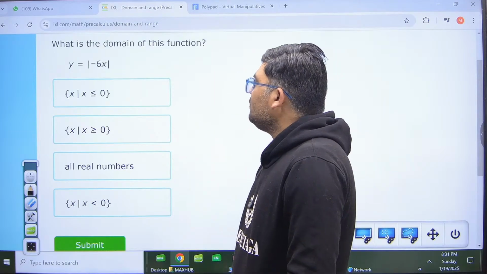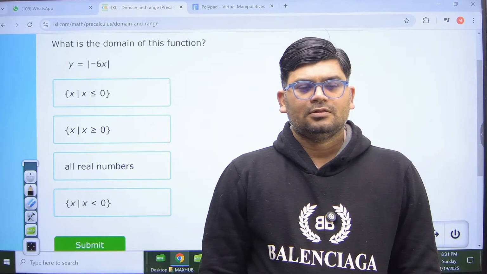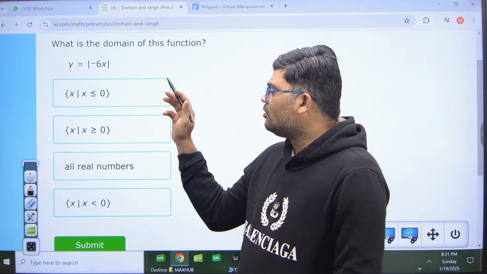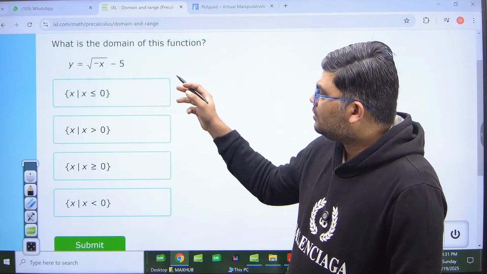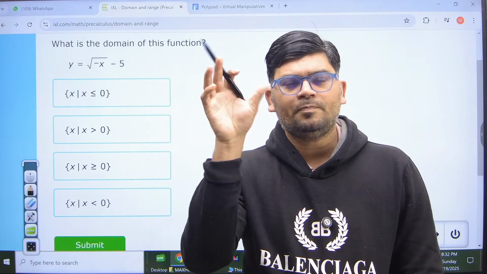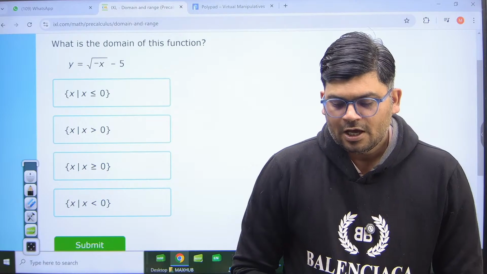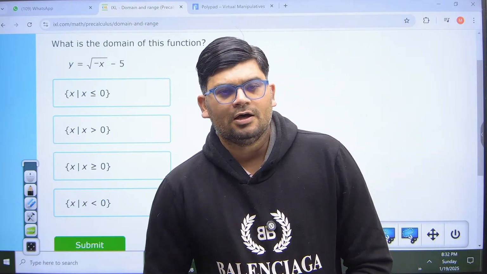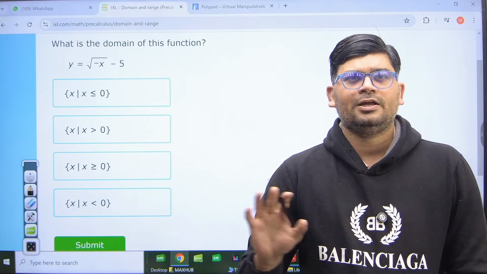Very good. Now tell me, what is the domain of this function? Very easy question. This is like all real numbers. Yes. So domain of any modulus function is always all real numbers. What is the domain of any modulus function? Modulus function means the one which comes under two parallel lines. Oh, okay. Anything in an absolute value. Yes, absolute value. Those functions are known as modulus functions, and the domain of any modulus function is always the set of all real numbers.